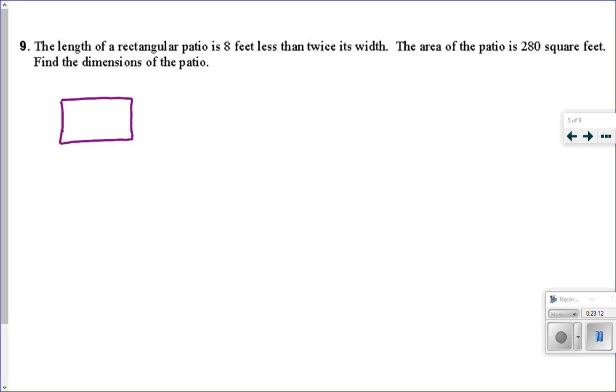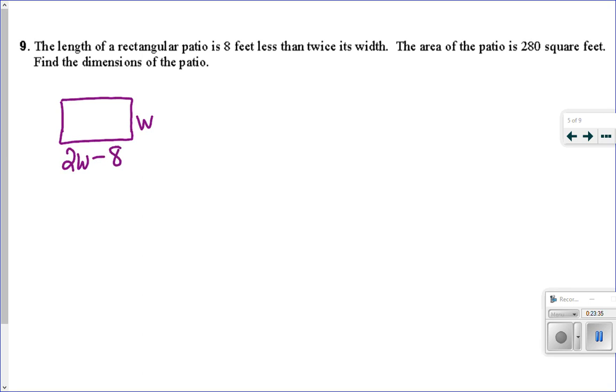So the length is 8 feet less than twice the width. So which one do I know nothing about? The width. I know nothing about the width. That's going to be my unknown quantity or my variable, right? That's the one they gave me no information on. Okay, so that's my variable or my unknown. I do know that the length is 8 feet less than twice that width.